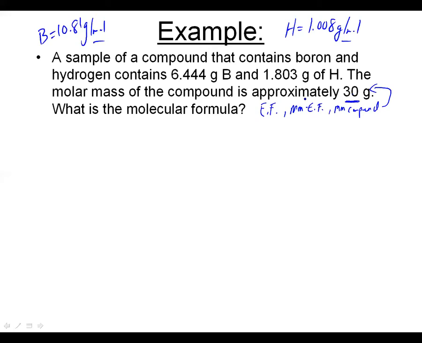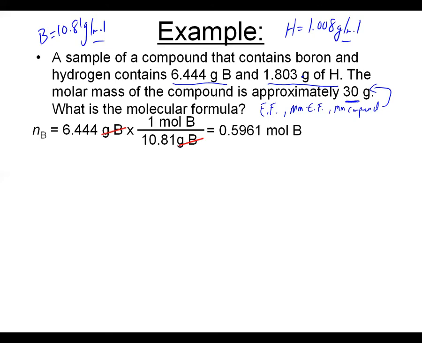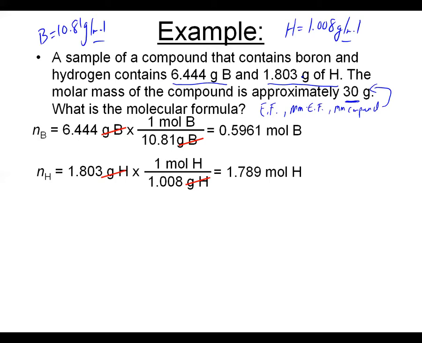In this particular example, we are not given the actual empirical formula, which means we do need to calculate it. So the first thing that we would want to do, just like what we did in the previous examples, is take the grams of boron and the grams of hydrogen and convert them into moles using the molar mass from the periodic table. That's the 10.81 grams per mole for boron and the 1.008 grams per mole for hydrogen. We take those grams that were given to us and calculate the moles of each of them. If we do that, we end up with 0.5961 moles of boron and 1.789 moles of hydrogen.